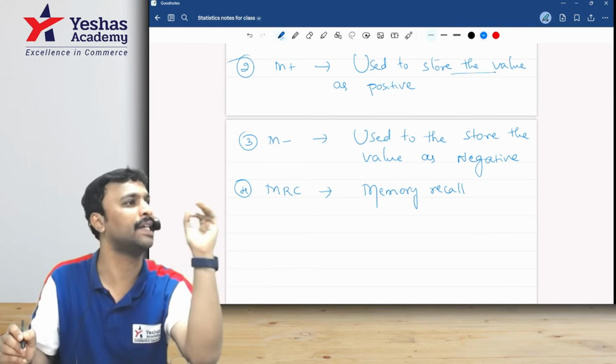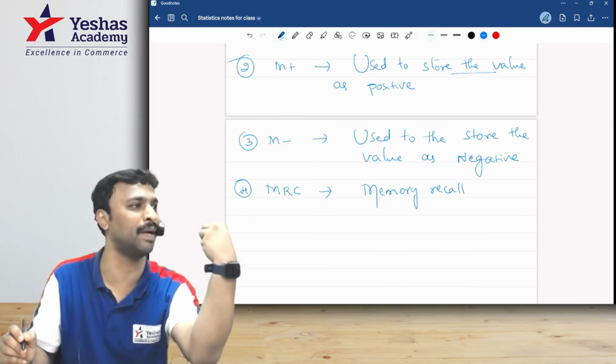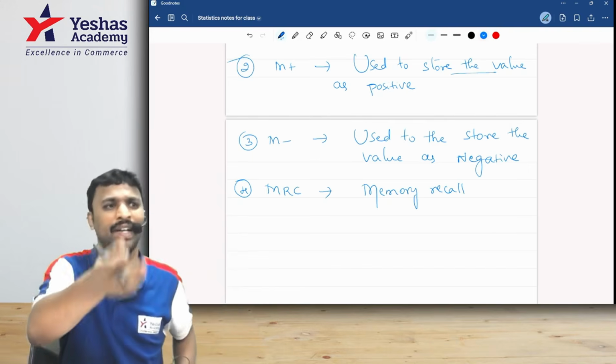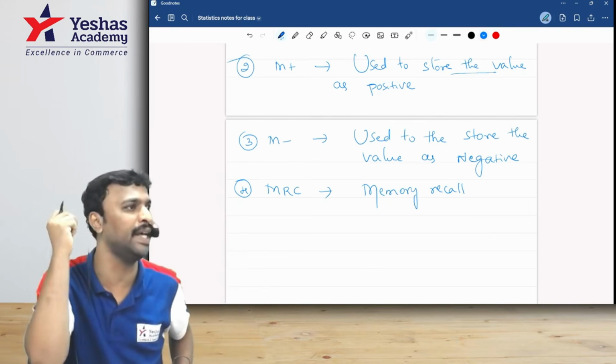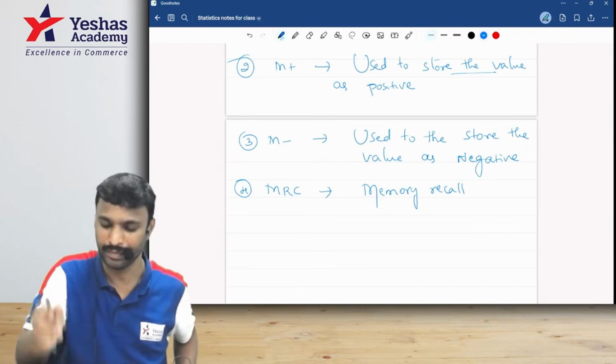Memory recall is to be pressed when you want to get the value from the memory as a final result. So you kept on storing the values, right? Finally, you want to recall the value from the memory, then you press what? MRC button. Clear, everyone?